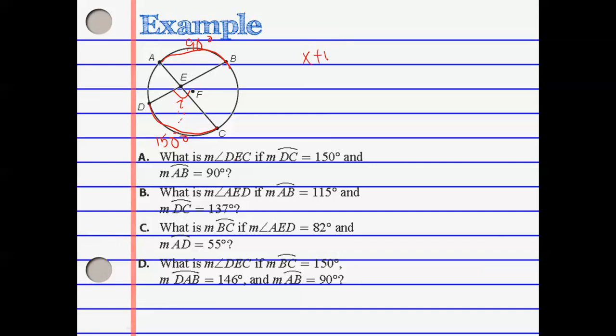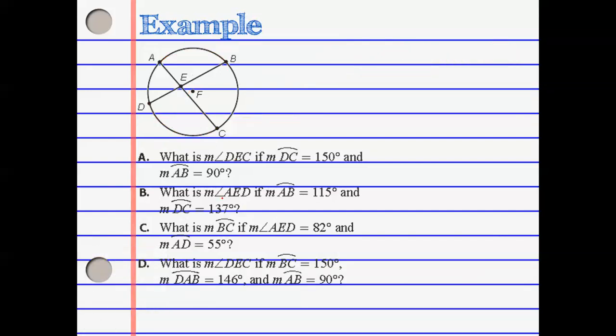So remember, it's just x plus y divided by 2. So now we can take 150 plus 90, and then we're going to divide that by 2. So 150 plus 90 is 240, and then 240 divided by 2 is 120. So we know that the measure of angle DEC is going to be 120 degrees.